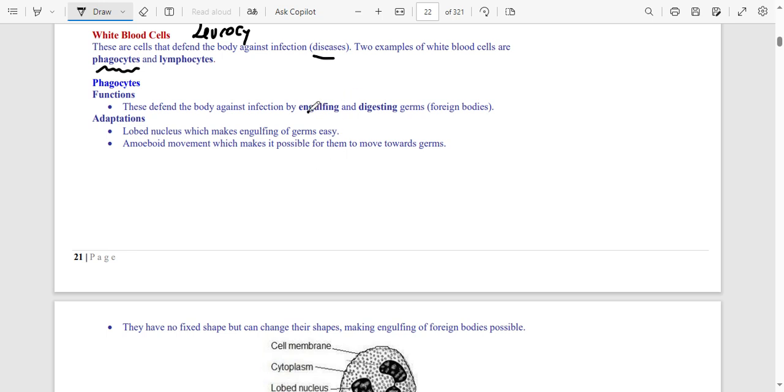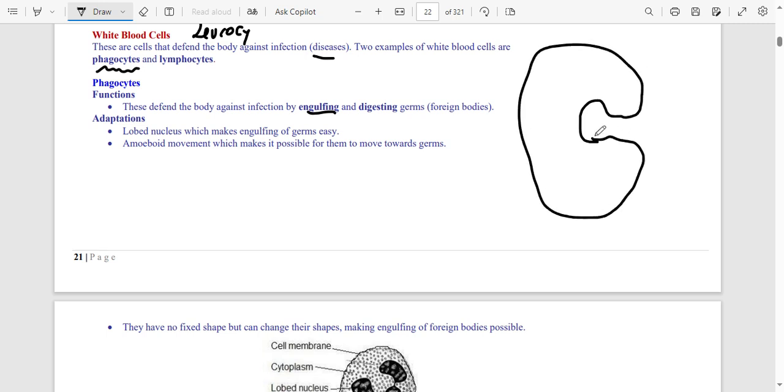So they are going to engulf. To engulf is to surround something. So what they will do is that these cells will be able to surround something like this. This is the thing that they've surrounded. And then they'll be able to swallow it, so that is to engulf. And then they'll be able to digest foreign bodies. What are foreign bodies? These are just the things which do not belong to us. They can make us sick.